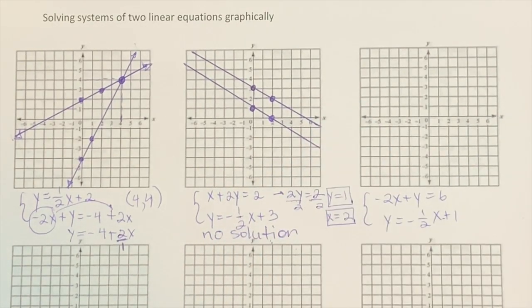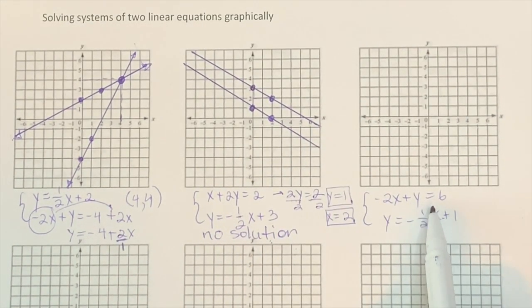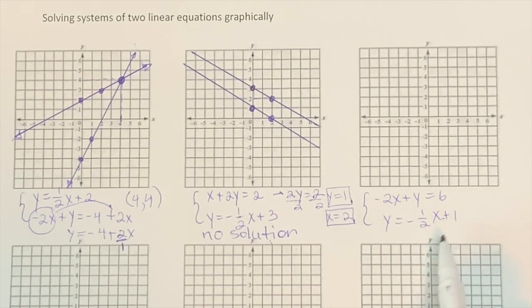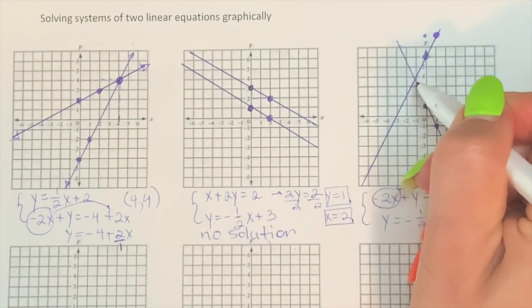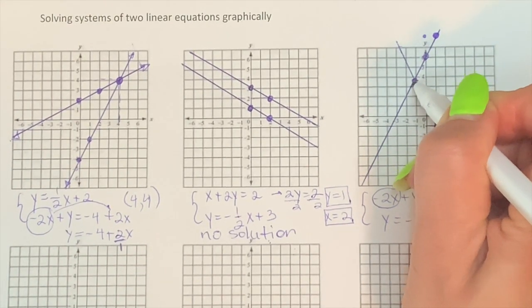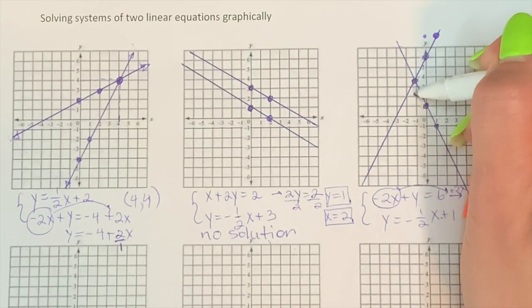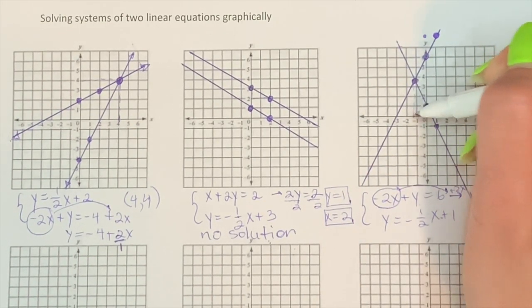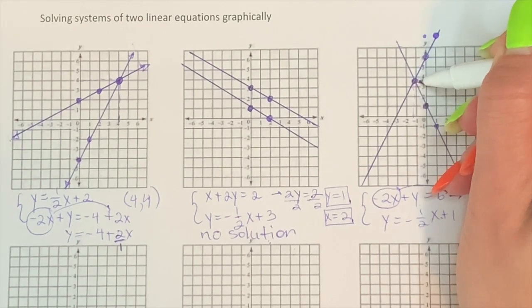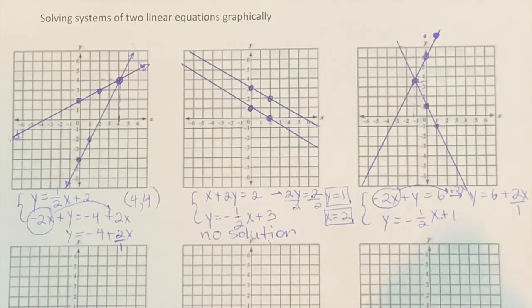Now let's look at the final system. Negative 2x plus y equals 6. That's the first line. And then the second line is y equals negative 1/2 x plus 1. Remember, the solution is where the two lines intersect. So my point of intersection is right here. And it looks like the x coordinate of that point is negative 1.3 approximately, and the y coordinate is approximately 3.5.